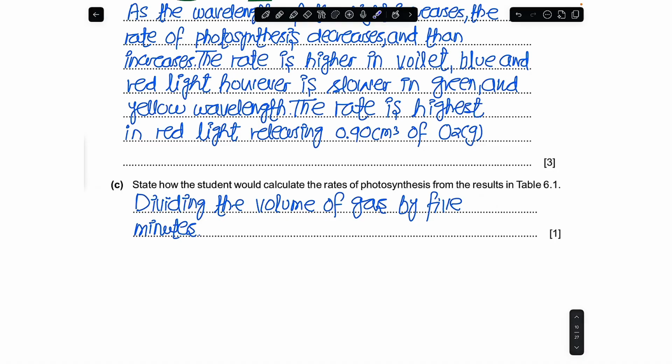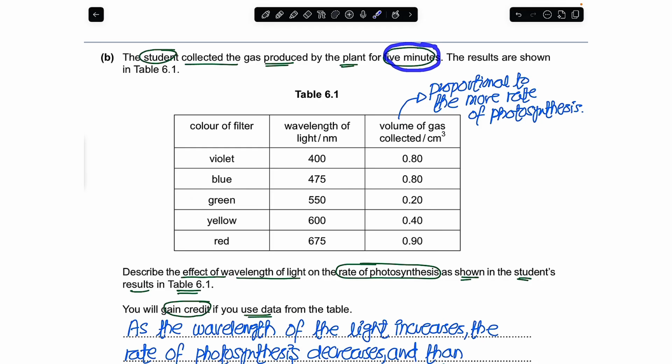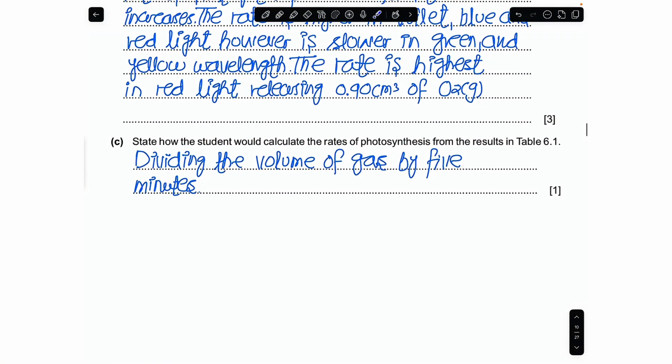Now for 1 mark, they say state how the student would calculate the rate of photosynthesis from the results shown in table 6.1. You see that the total time for which they carried on the investigation was 5 minutes, and they are measuring the volume of the oxygen gas collected in the gas syringe. So to calculate the rate of photosynthesis, we simply divide the volume of the gas we have collected by 5 minutes, the unit of time, and then we have our rate of photosynthesis. So how you are required to write it down is: dividing the volume of the oxygen gas produced by the total of 5 minutes.